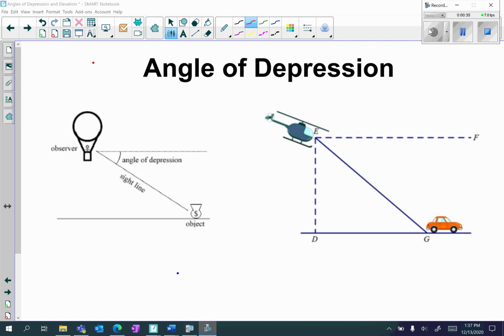Next, we have angles of depression. Think of when you're depressed, you're sad, you're down. So angle of depression is when you're looking down. Looking down.